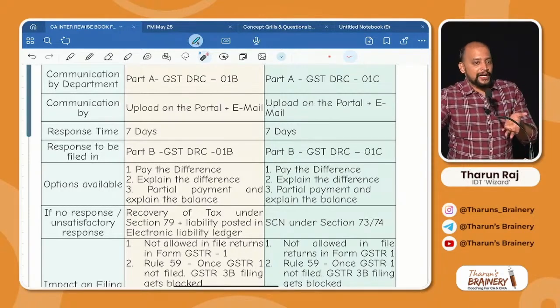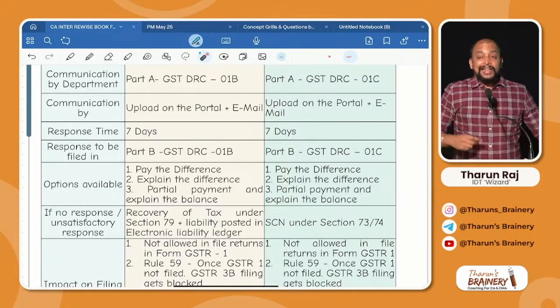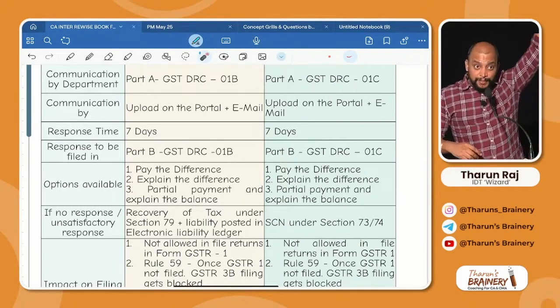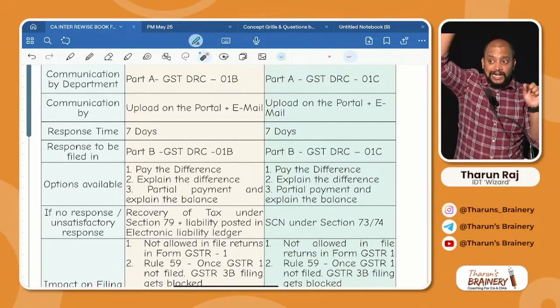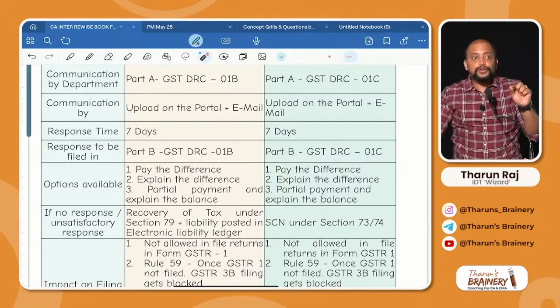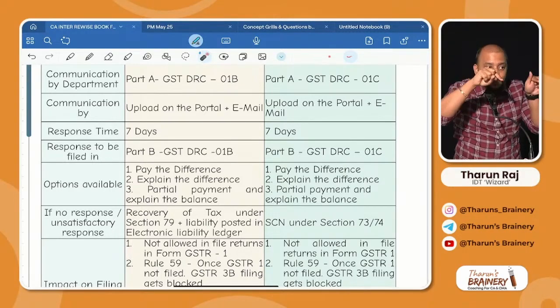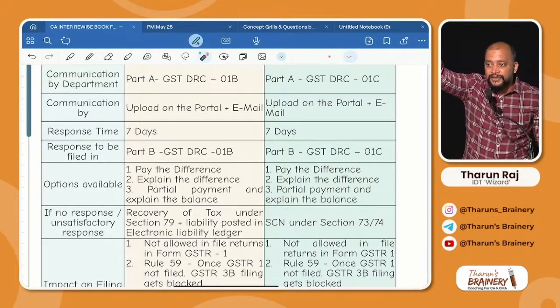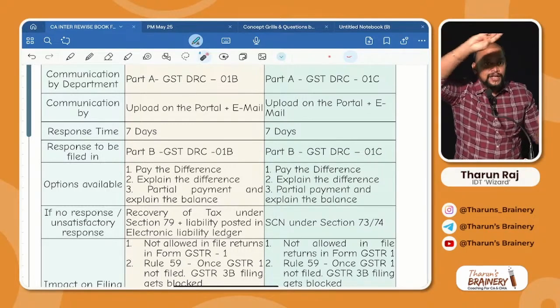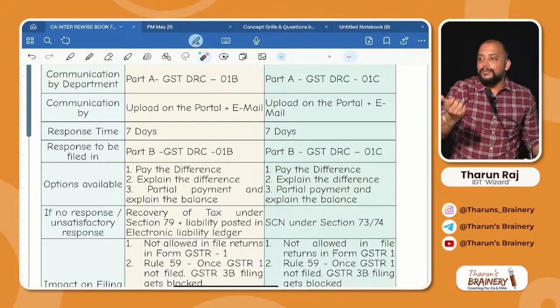So you can reply accordingly. Number 2, what is that? ITC pertaining to a particular month, not availed in that month, but you are availing now. So you produce that statement: sir, it was coming in January month 2B, but I have not taken it in January. So you can check my 3B. So now I am taking. So that will be your reply.